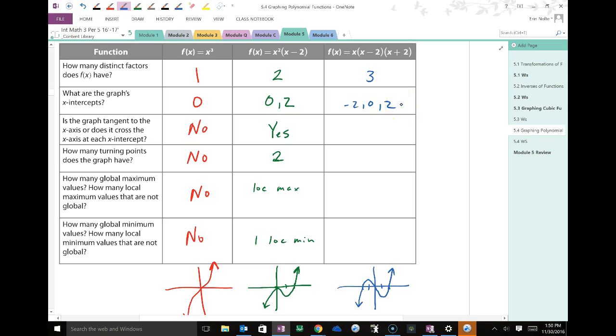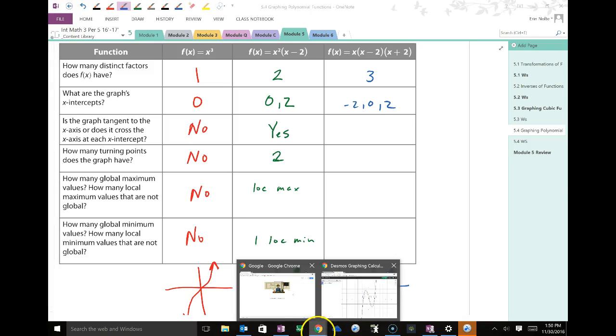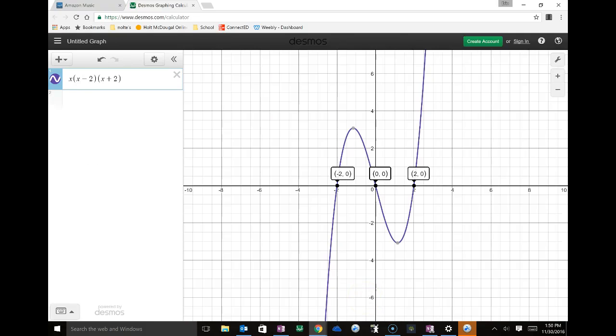Did I have any bouncing? Yes. Bouncing off the x-axis. A bounce touches the x-axis and bounces off. Think of a ball, like if it was going to hit the x-axis and bounce. Does it bounce off the x-axis? No, there's no bouncing off the x-axis.